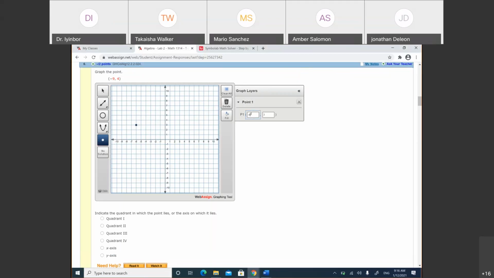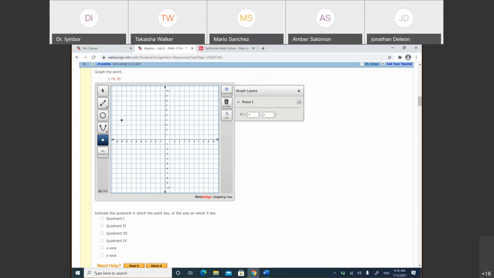So if you click somewhere else, you can fix it from here. So it's -9 and 4. So this is how you can fix it if it's not quite right. If you click, be careful, it's sensitive. If you click into points, it's gonna give you 2 points.